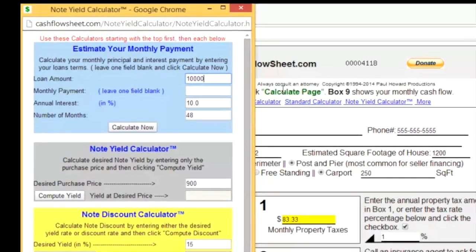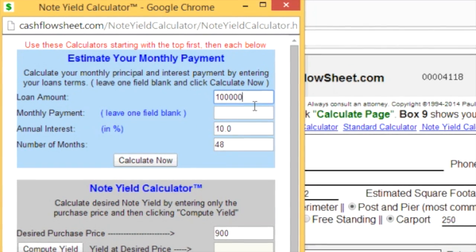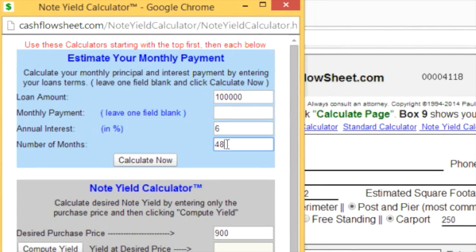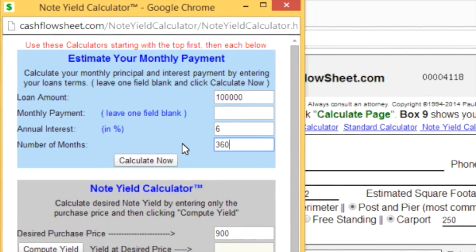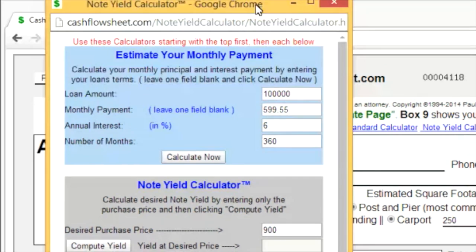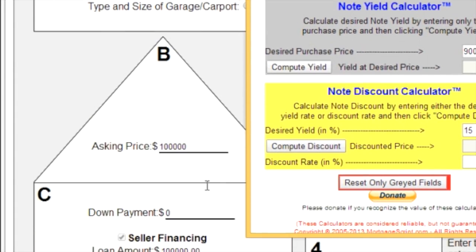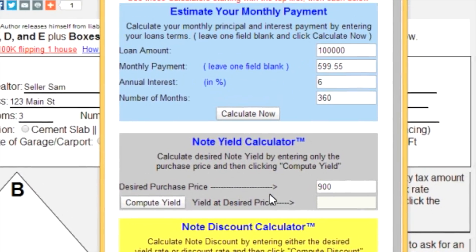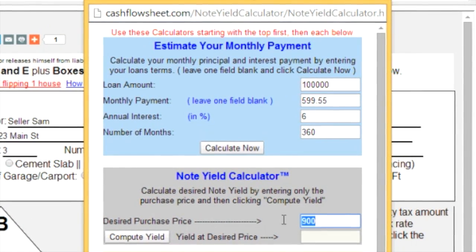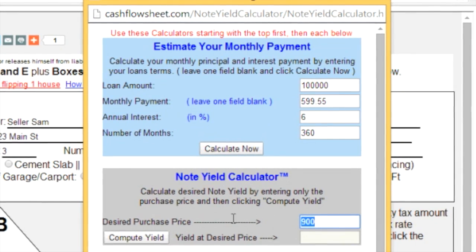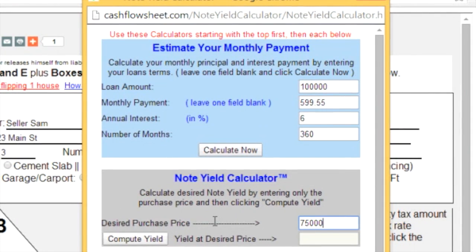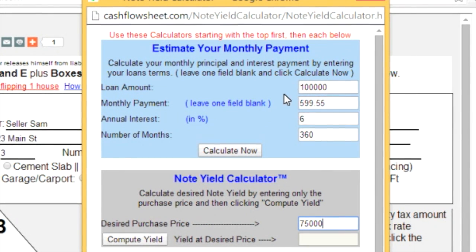So let's use this particular note. We'll say $100,000 price or note. That's 6% interest with a 360-month payback. That gives us our $599.55 per month payment we saw down here. And let's say I was now the guy selling the house. I might say, I'll take $75,000 cash today for that $100,000 note.